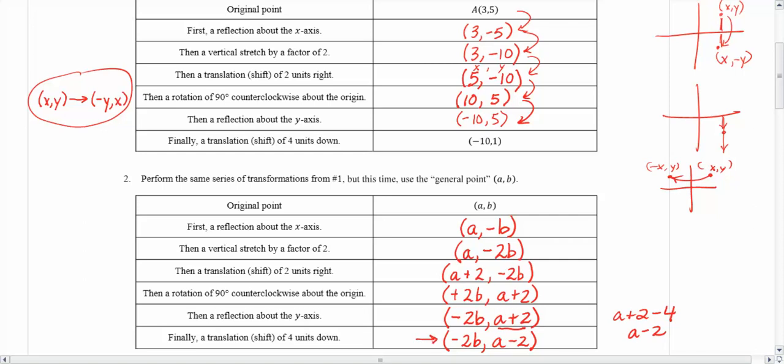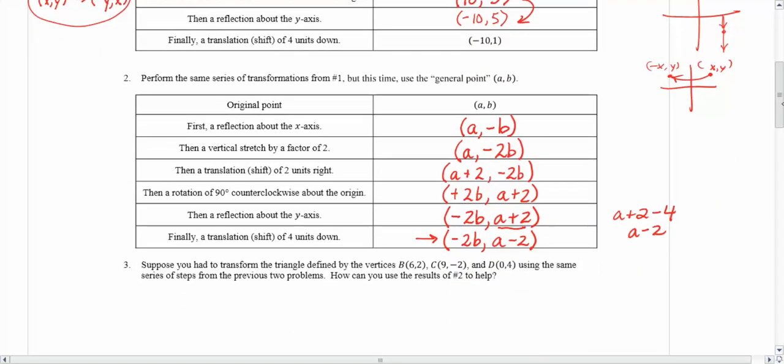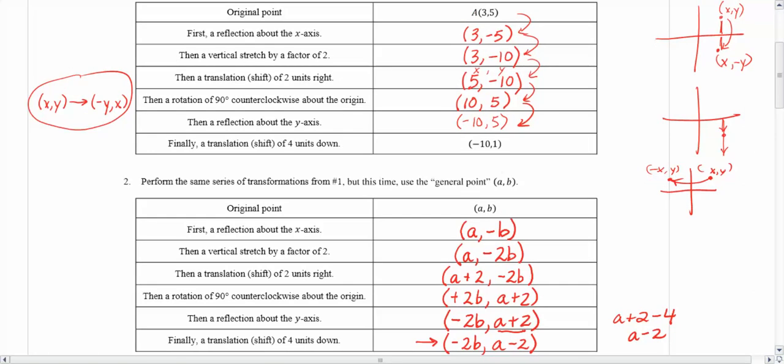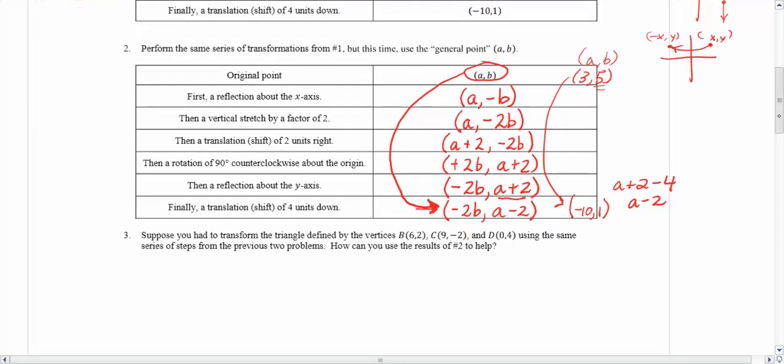So here's the final step right there. The nice thing about this is that it takes any point you want, and if you plug it into this rule, then you get all these transformations done in one step. So if we checked it, like if A is 3 and B is 5, like we had up here, if we apply this rule down here, so this is (A, B), then my answer should be negative 2B, so negative 2 times 5, negative 10. And then A minus 2 is 3 minus 2, which is 1. So you can kind of see how that would be useful if you had to do this a bunch of times. And in fact, we do.